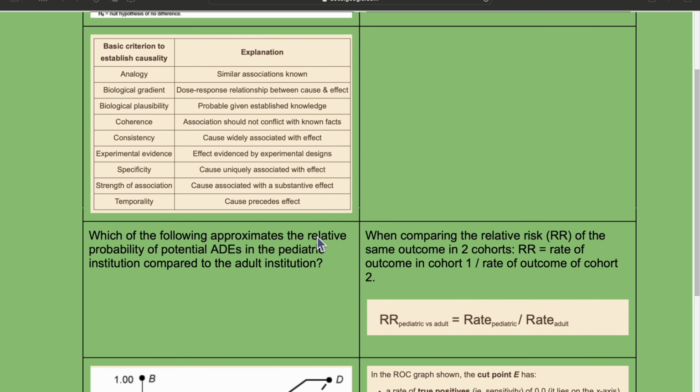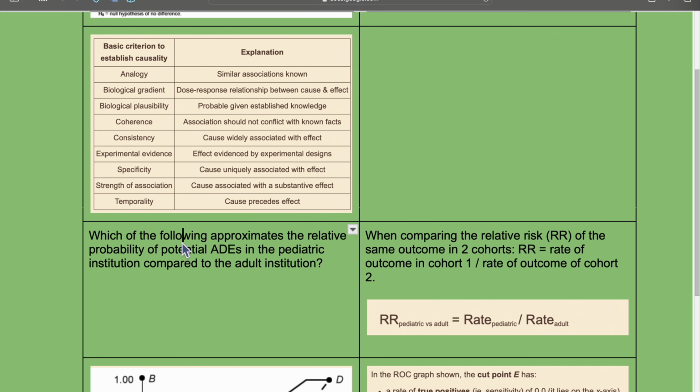Which of the following approximates the relative probability of potential adverse effects in the pediatric institution compared to the adult institution? Okay, so when they ask you about this, when comparing relative risk of two same outcomes in two cohorts, relative risk is equal to rate of outcome in cohort 1 divided by rate of outcome in cohort 2. Okay, so whichever one they're asking for will go on top first.